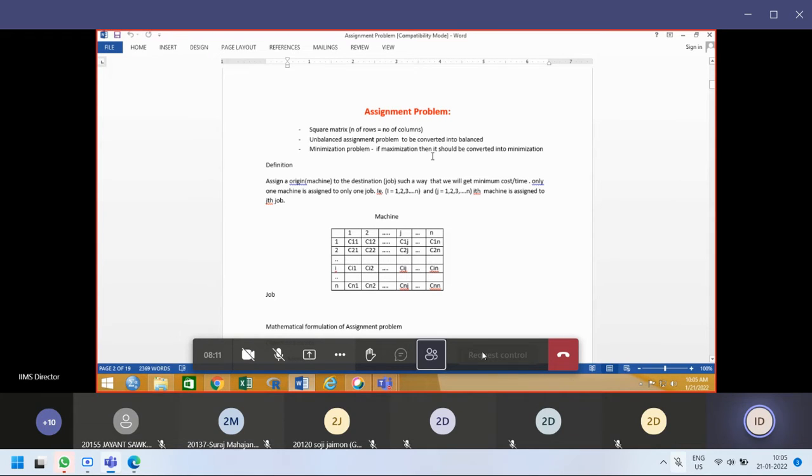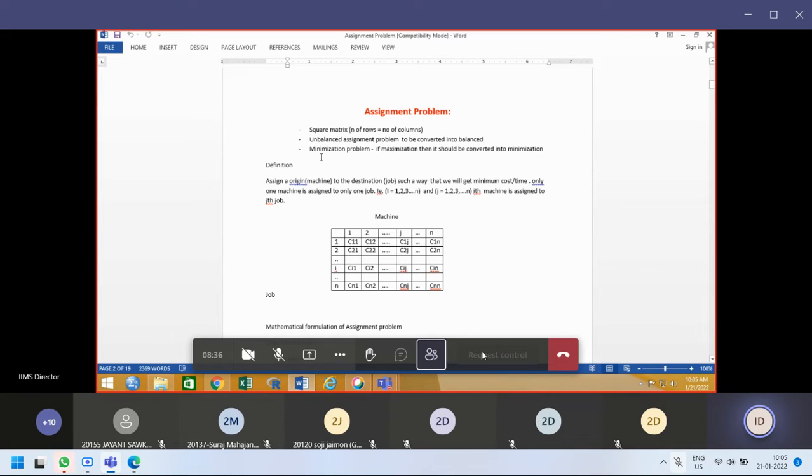Before going to solve the assignment problem, keep in mind the given problem must be a square matrix. There are two preconditions that have to be tested. Without testing those conditions, you cannot apply the solution, right? The first condition is whether the given problem is a square matrix. Square matrix means the number of rows is equal to the number of columns.